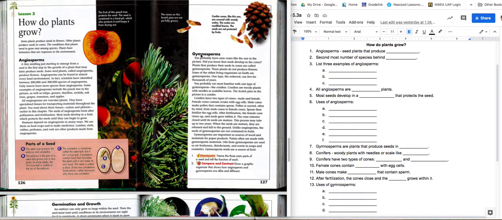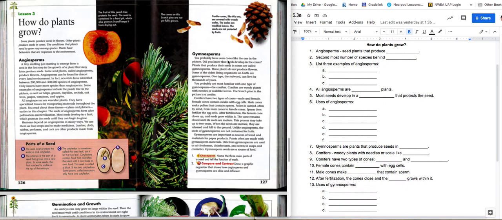Different from angiosperms are gymnosperms. I was just thinking about my Venn diagram from Monday. I could have written down apple tree, angiosperm, pine tree, gymnosperm. Wow, I got fancy words as we learn about it now.